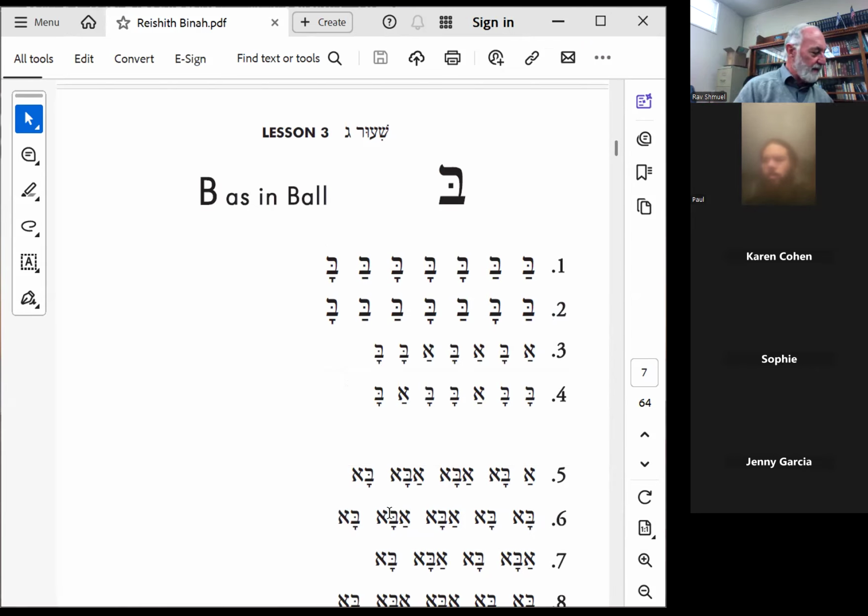Now let's mix it up a little bit. Change my glasses. Now that we've learned the B and the aleph, let's go to line 3 and mix it up a bit. Ah, ah, ba, ba, ah, ah, ba, ba, ah, ba, ba, ba, ba.